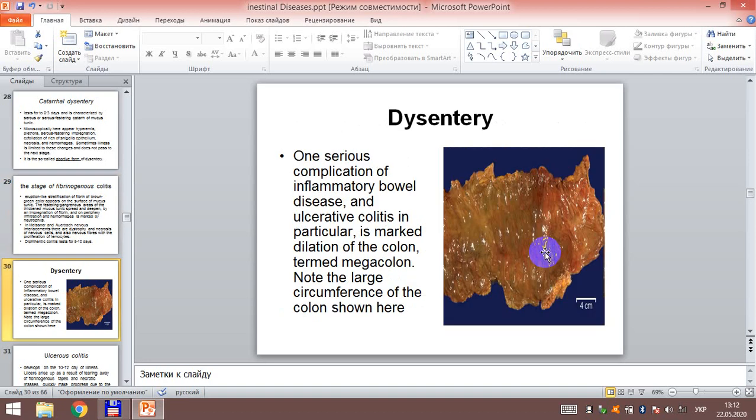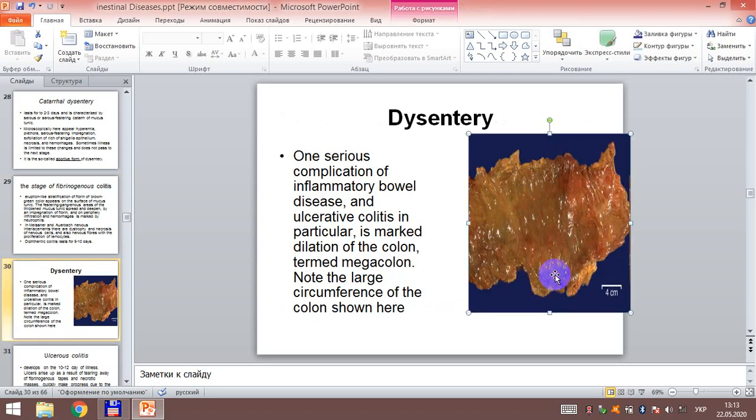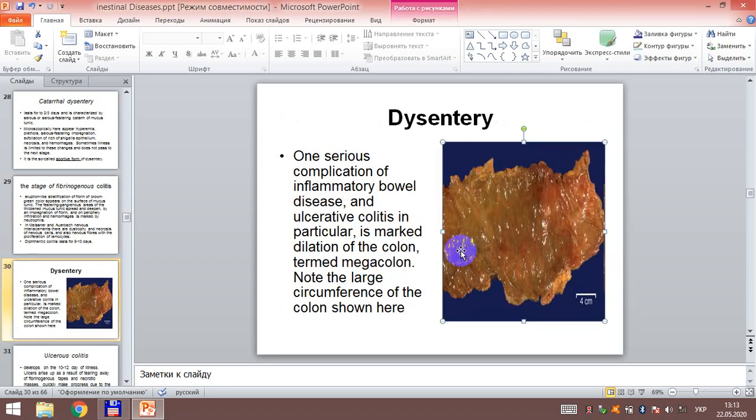In this macroscopic picture of the colon, you can see signs of dysentery. One serious complication of inflammatory bowel disease and ulcerative colitis in particular is marked dilation of the colon, termed megacolon. Note the large circumference of the colon shown here.